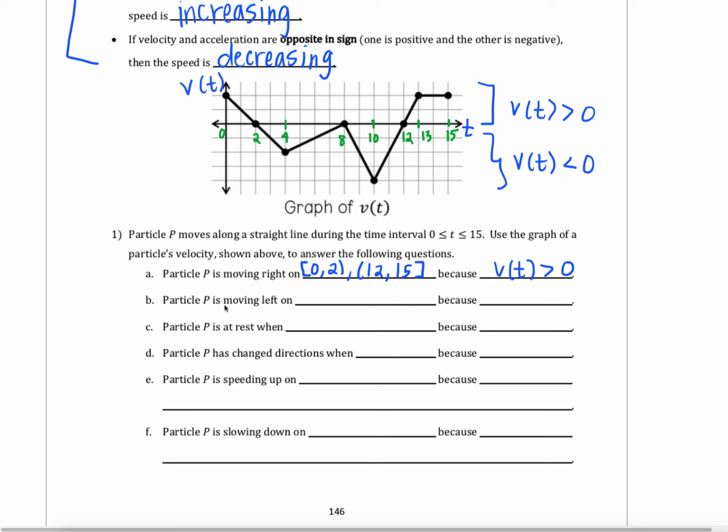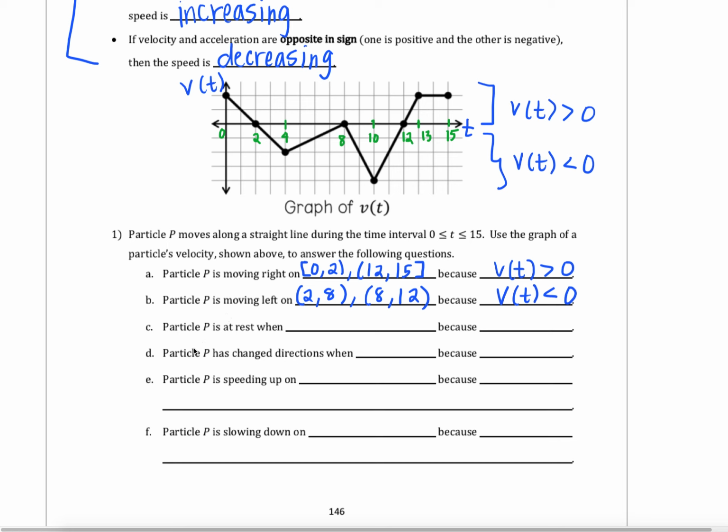Now in part B, similar question, but it asks where particle P is moving to the left. Well, for particle P to move to the left, or for any particle, the velocity itself would have to be less than 0. Since this is a graph of velocity, we're looking for where we are below the x-axis. So that is going to happen from 2 to 8, and then from 8 to 12 as well. Now I'm not going to include 8 in my interval. I'm going to put open parentheses and not do the entire interval from 2 to 12, but from 2 to 8, taking out 8, and then from 8 to 12. And the reason being is at time 8, the particle is not moving at all. And that actually leads us to part C.